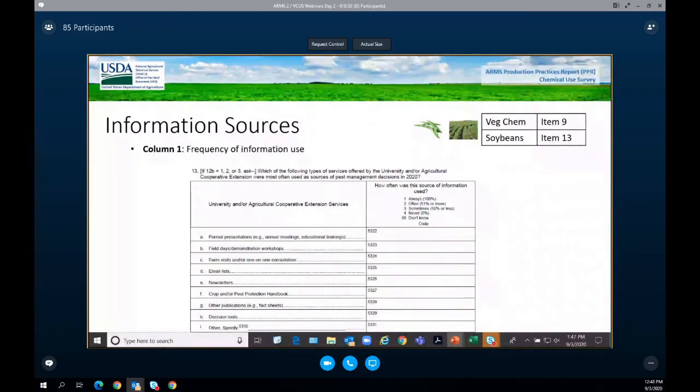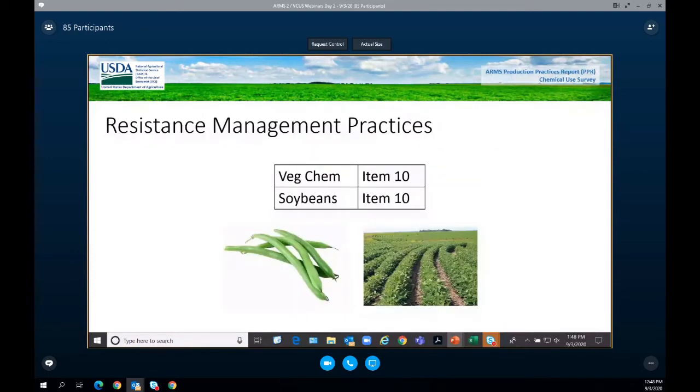Hugely valuable information, again, for both soybeans and veg chem, just to understand where growers are getting their information from so that we can target it in the best way to get it to them. Then we also wanted to ask them about resistance management practices. This is a huge concern at EPA. We want to maintain the viability of these tools for a long time.